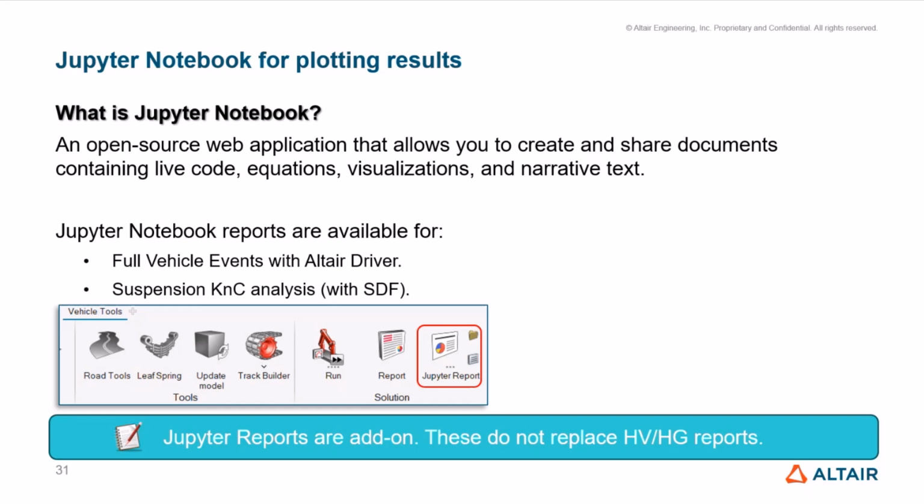You access this in Motion View on the vehicle tools ribbon. You have the specific icon created here for Jupyter report. There are 2 satellites which we will see in the following demo. But yes, it's prominently available and you can access it. To repeat, Hyperview and Hypergraph reports will remain. This is just an add-on.